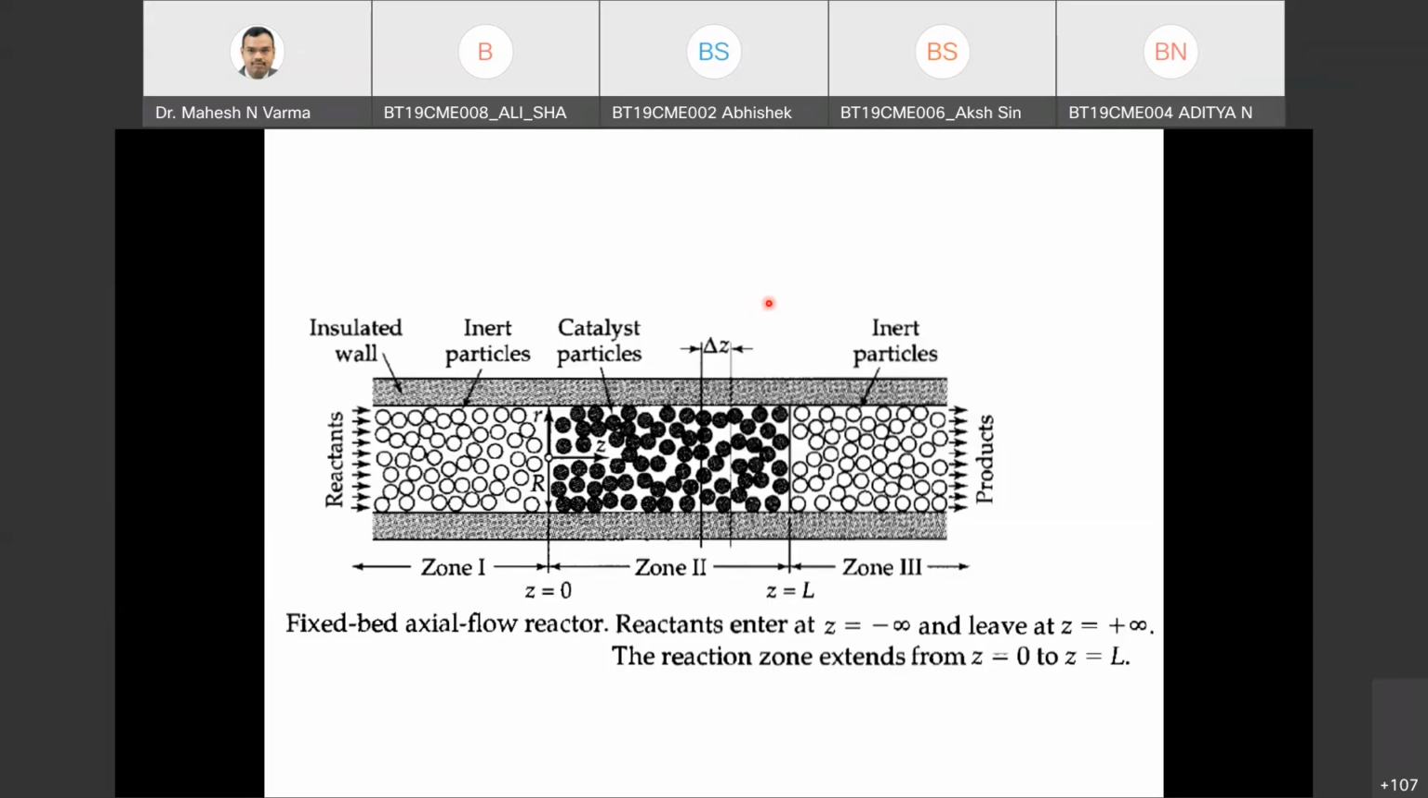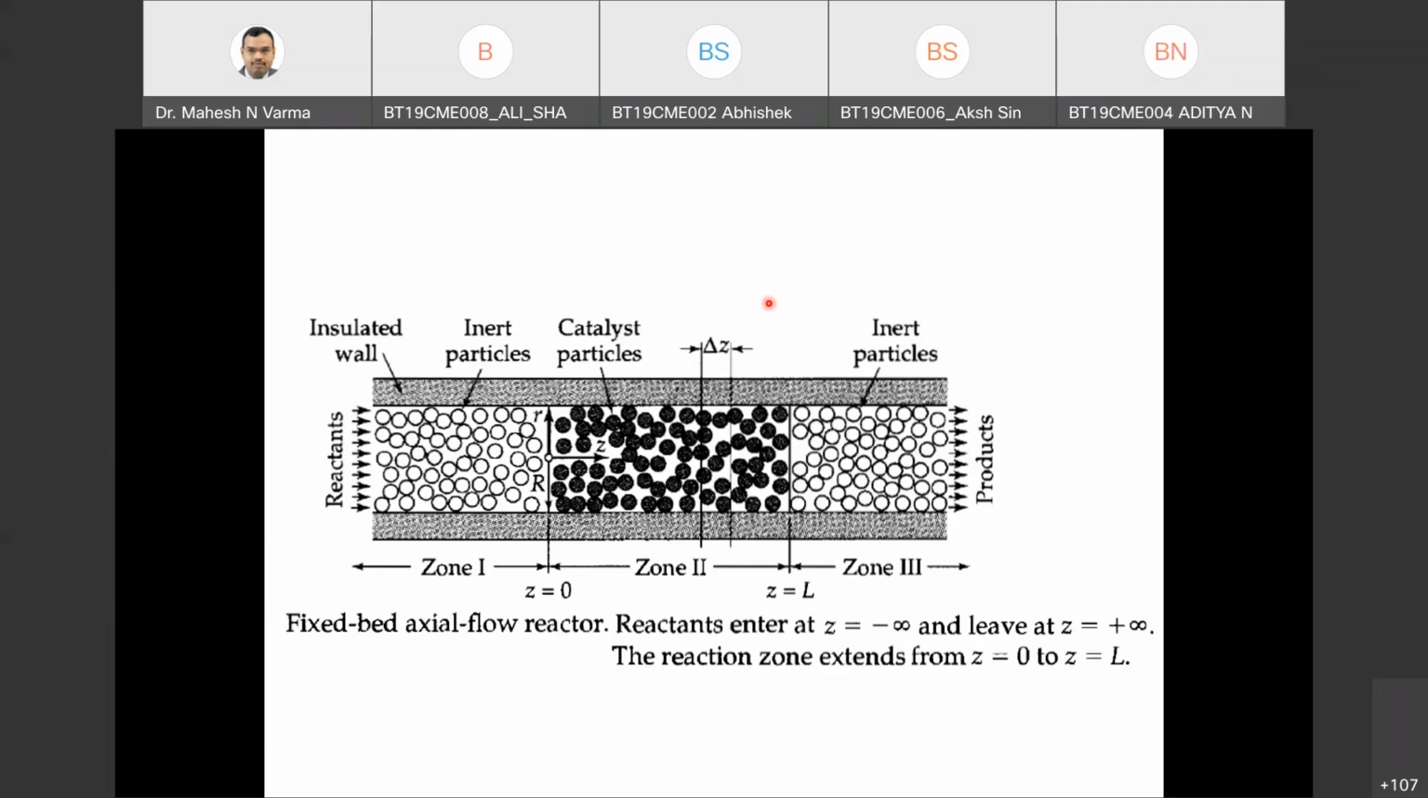And why have we taken a differential shell only in the Z direction? Because, sir, there is no variation in the theta direction. Why is there no variation of temperature in the theta direction? Sir, because of symmetry.